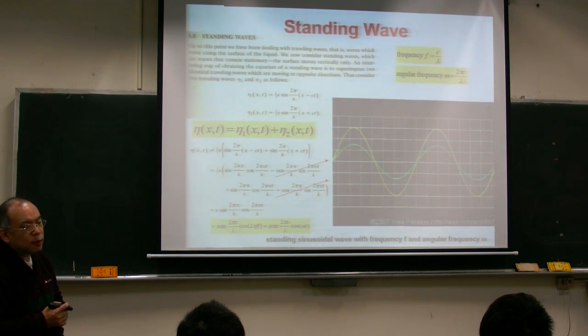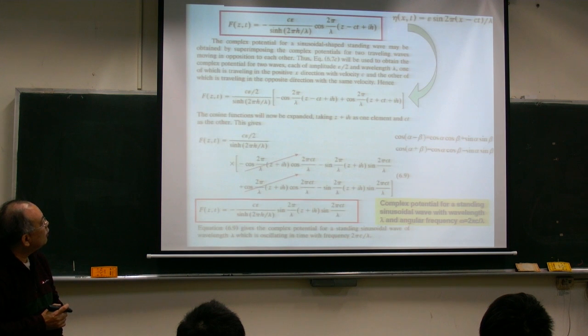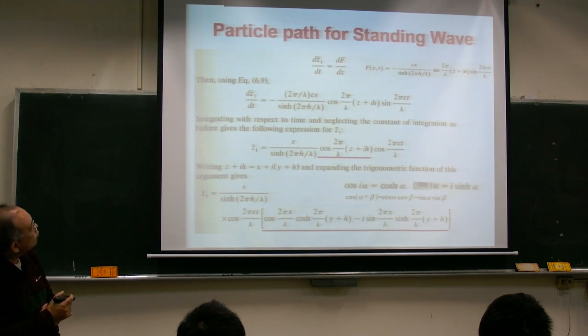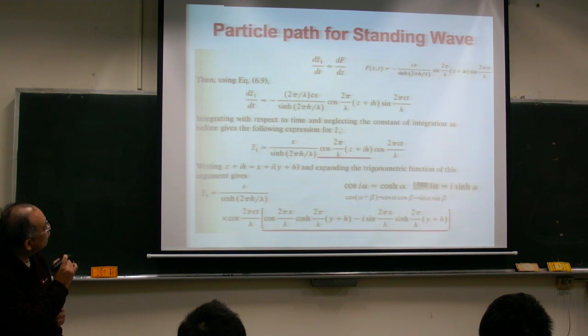And how about the standing wave? Here we try to do a similar analysis as for the traveling wave. We define the complex conjugate of our flow particle, Z1 bar, and Z1 bar represents X1 minus IY1, as you should remember. So the dZ1 bar dt is equal to our complex potential derivative dF dz.